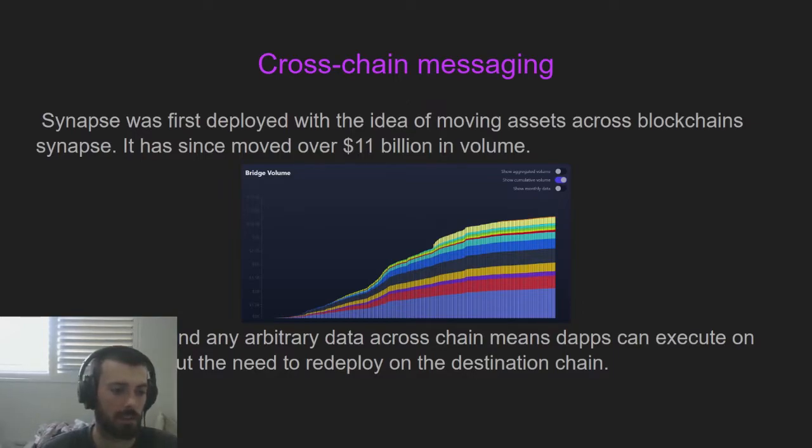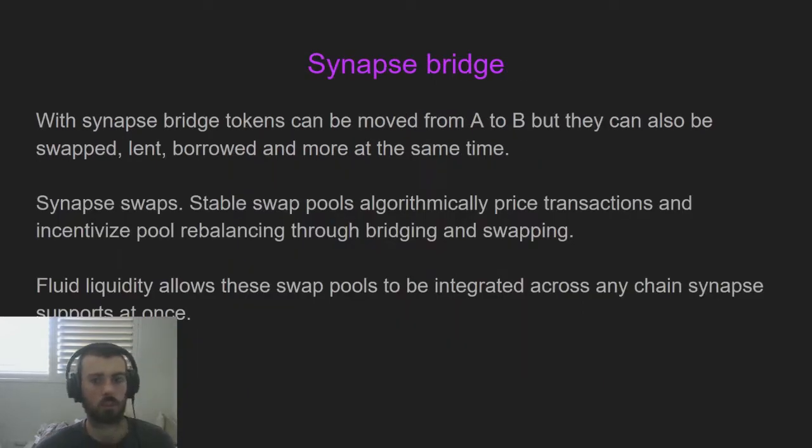The ability to send any arbitrary data across chain means that dApps can execute on any chain without needing to redeploy to that destination chain. So you can have mainnet apps that are being executed on Avalanche or Polygon, wherever, without having to actually deploy the dApp there. Bridged tokens can be moved from A to B, but they can also be swapped, lent, and borrowed at the same time. So the smart contracts and everything else actually deploy with it.